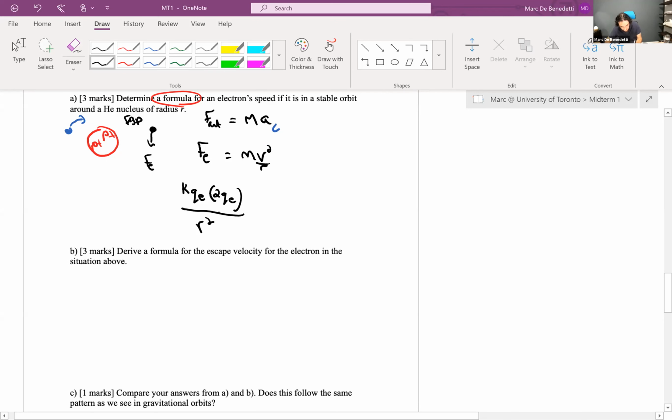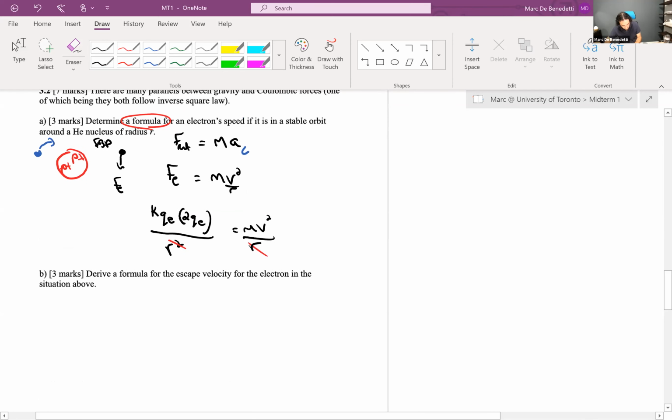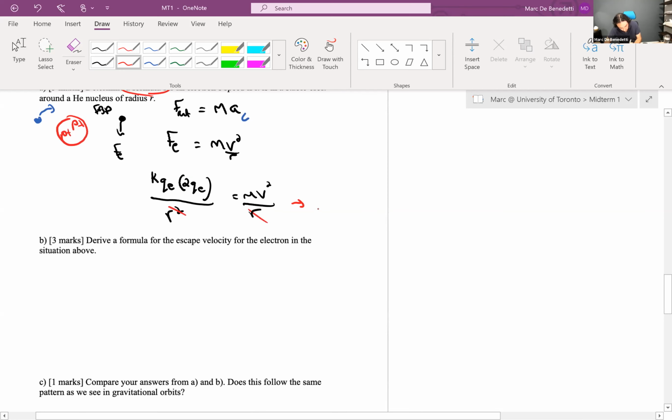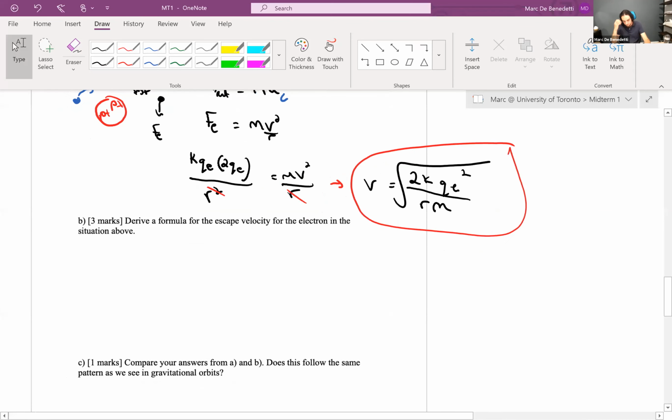Over r squared, and this equals mv squared over r. And all we do here is we simply cancel what we can. And what are they asking for? They're asking for the electron speed. So here we can rearrange for speed. So speed equals the square root of 2k qe squared over rm. There you go. So there is the formula for the electron speed.